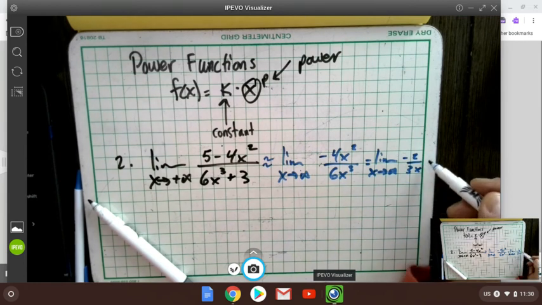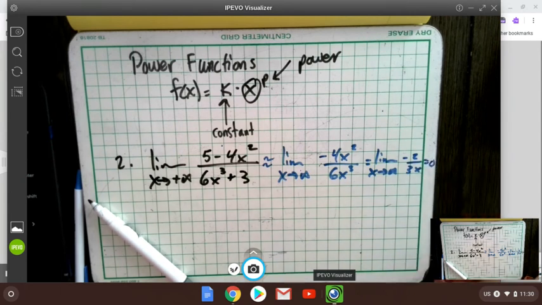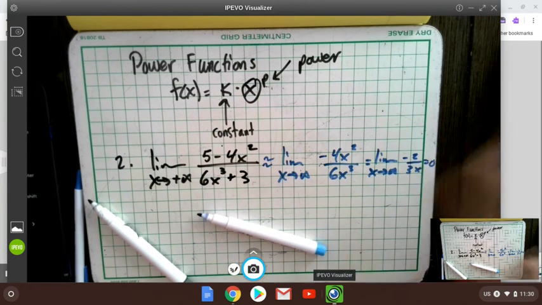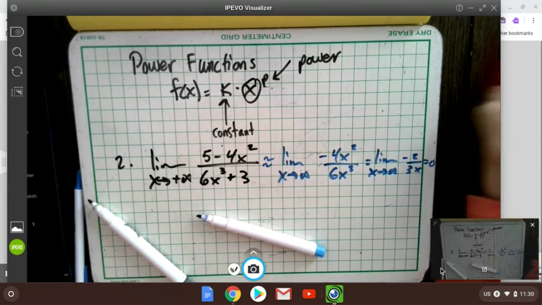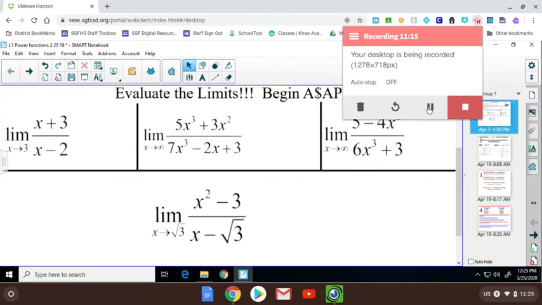So if I do this, I'm going to have negative 2 over 3x. As x gets super duper big, negative 2 over infinity will give us 0. And that is the ratio of leading terms approach. That is super easy. And then I'm going to stop this for right now. Pause this recording real quick, because I have a Google Class Meet.